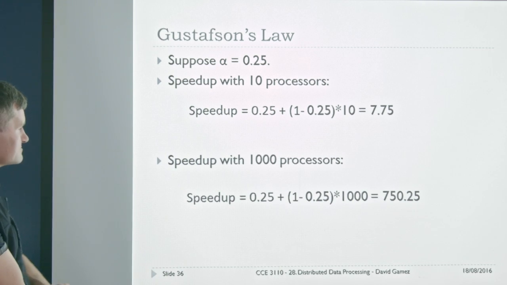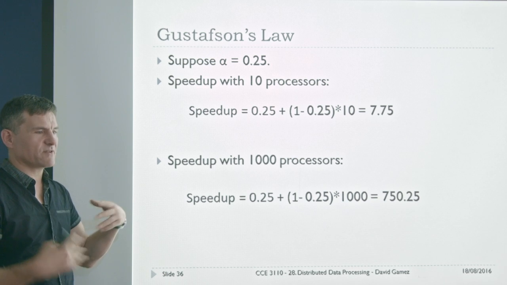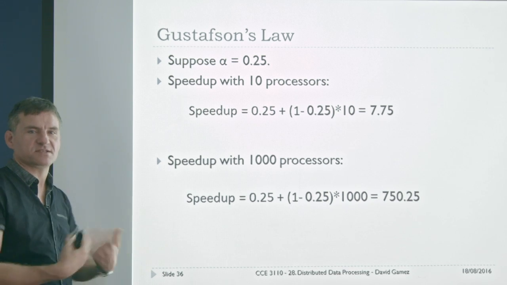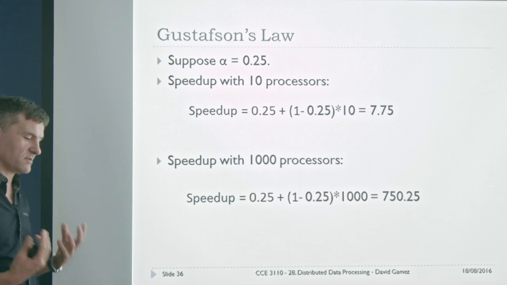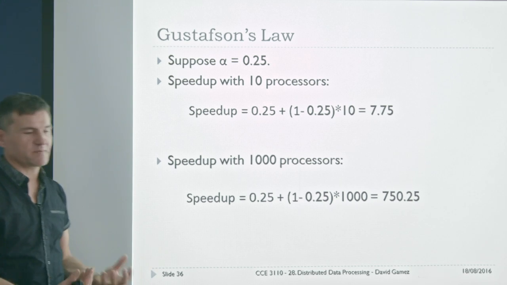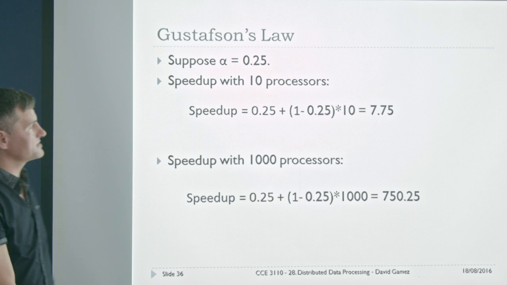So in Gustafson's law, it'd be extremely worthwhile investing in those extra 1,000 processors because I'm getting much more work done. It's just the work itself will have changed slightly, but I'll be much more pleased with the results. So that's Gustafson's law.